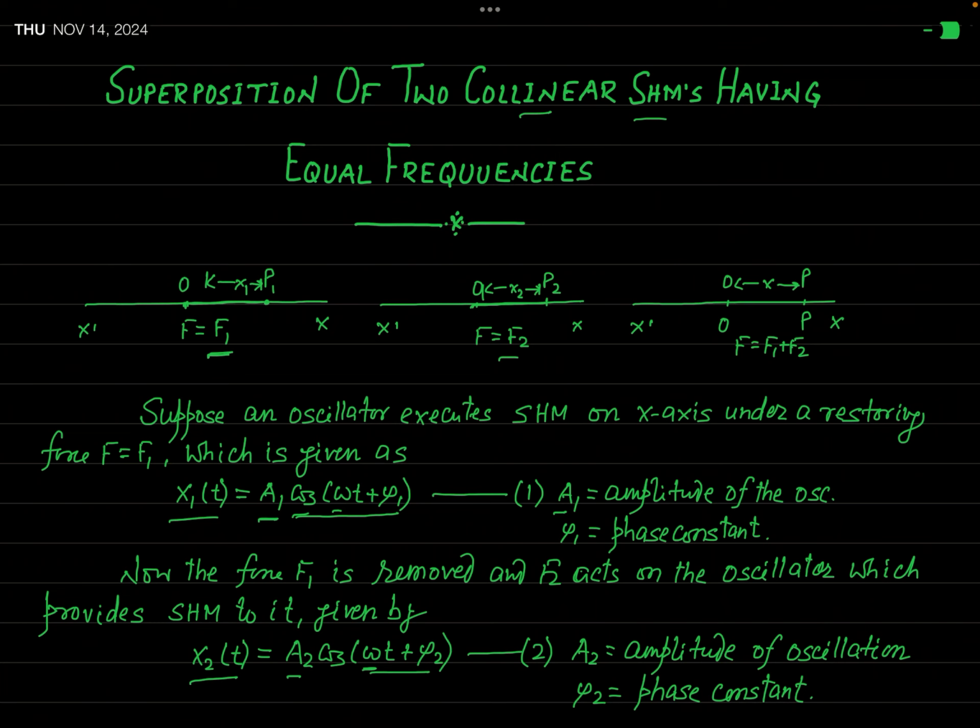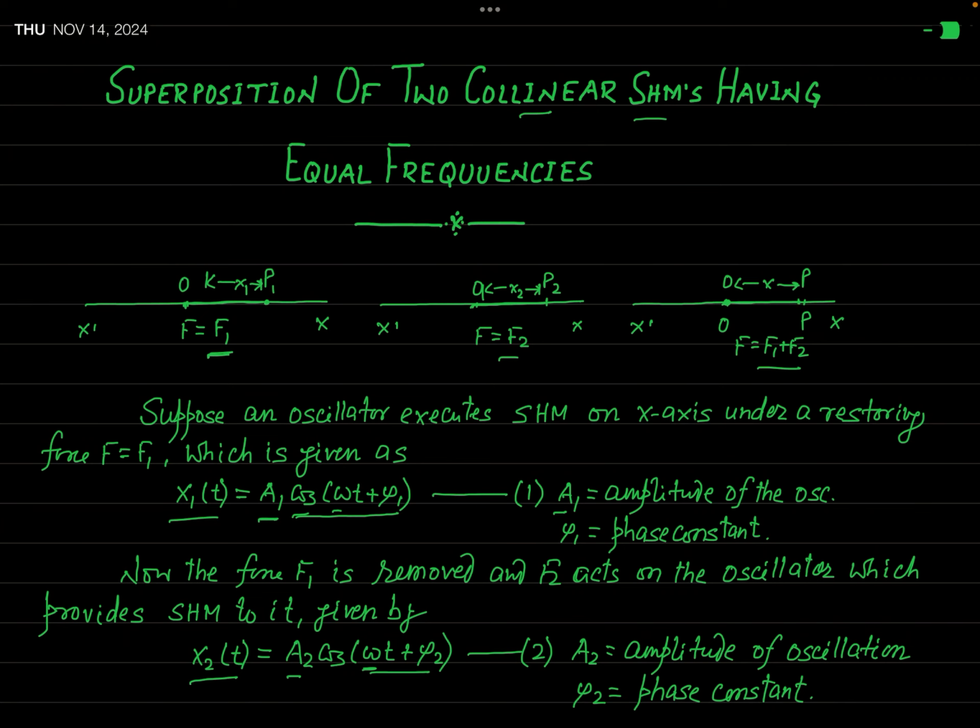Now let us consider that both of these restoring forces F1 and F2 are applied on this oscillator together simultaneously, as you can see in this third figure. So now the restoring force acting on this oscillator is F1 plus F2, and we consider that under this resultant force our particle or oscillator again executes SHM, and at any moment t its displacement from its equilibrium position is x, as you can see in this third figure.